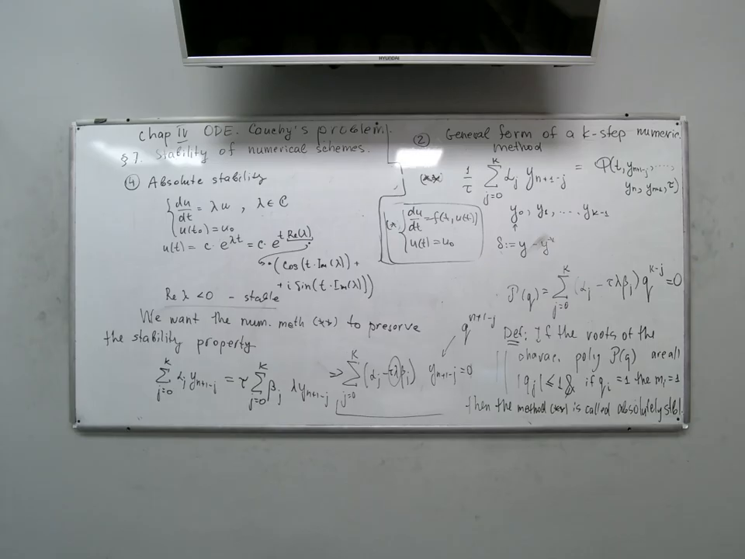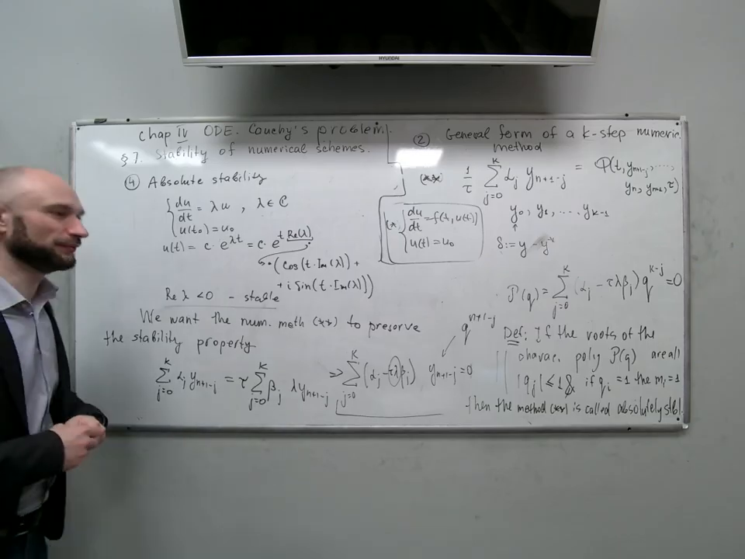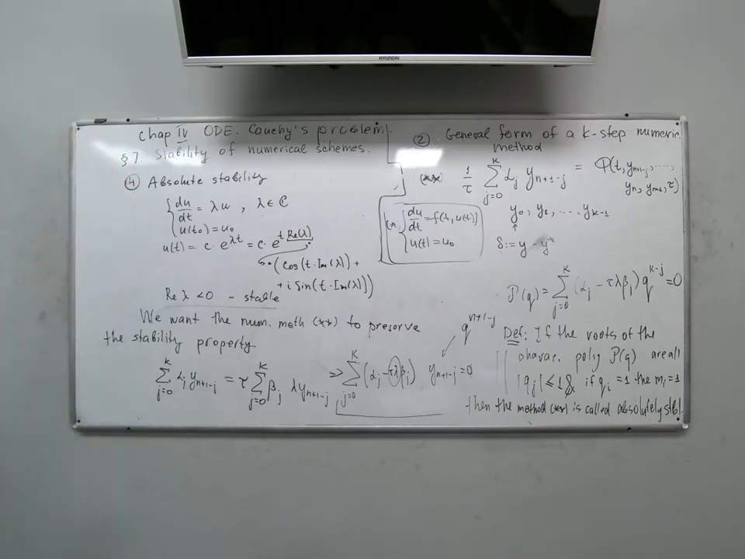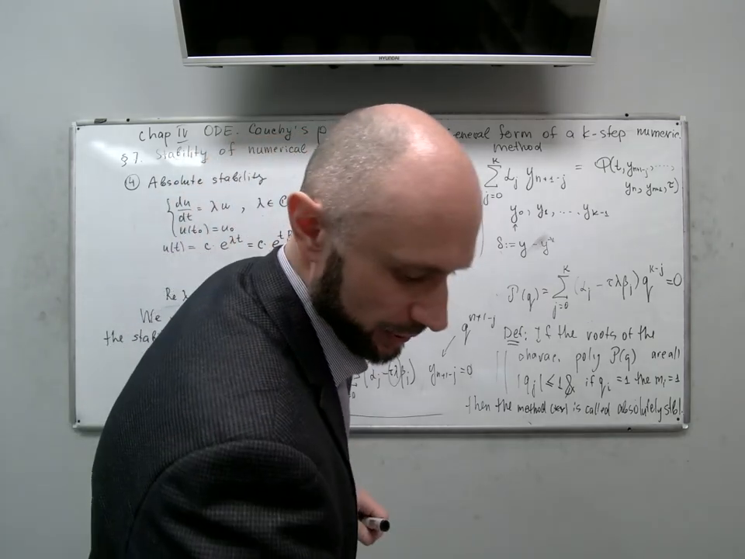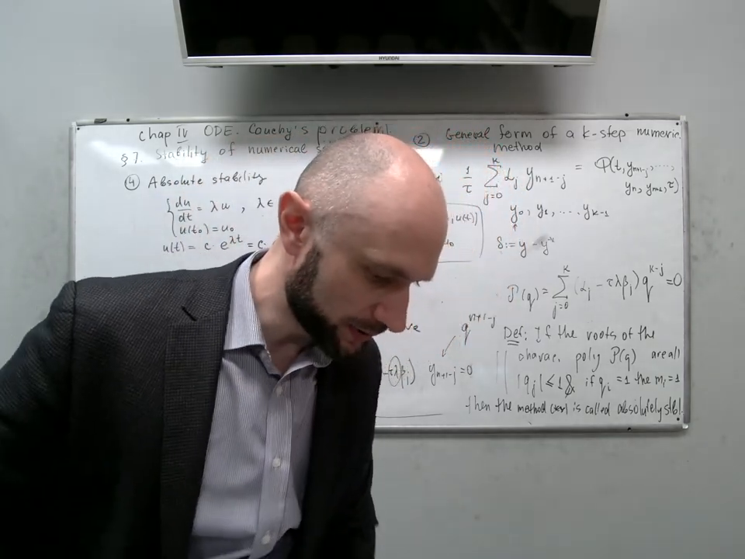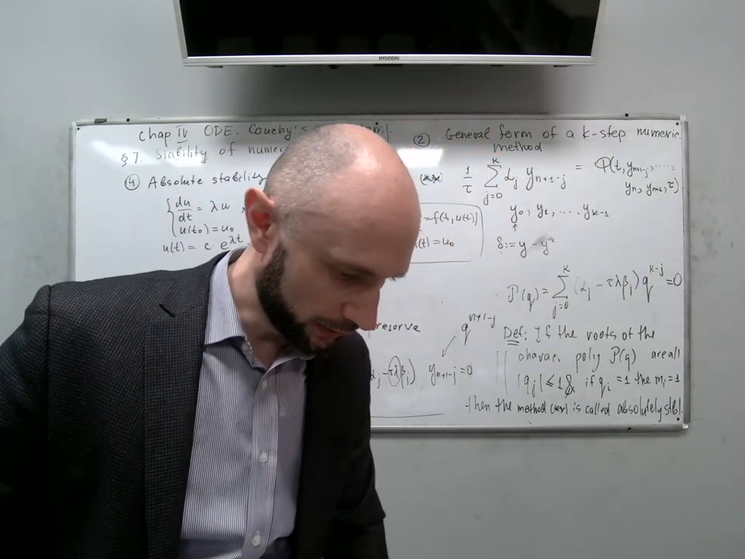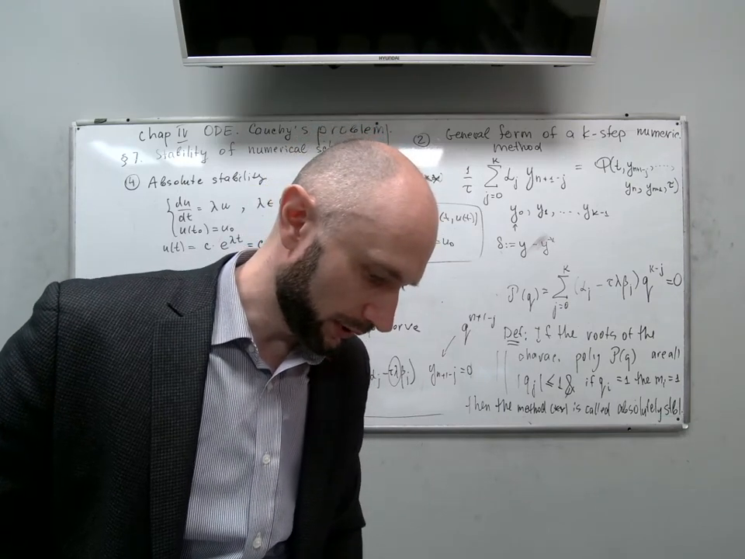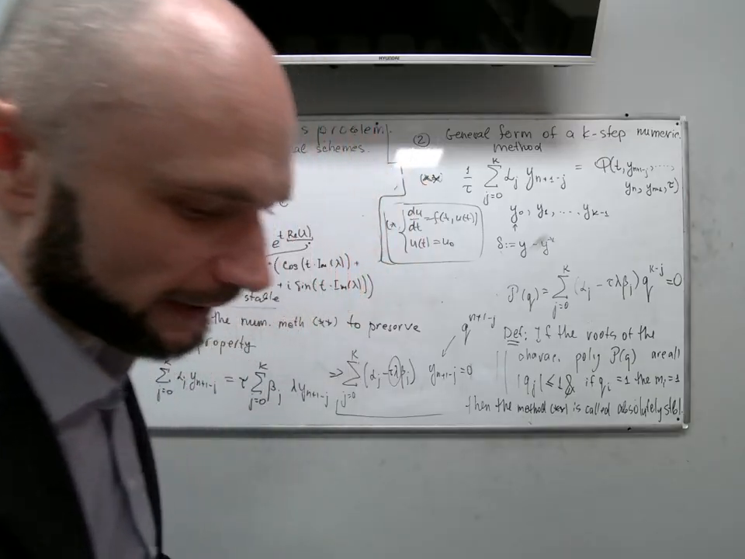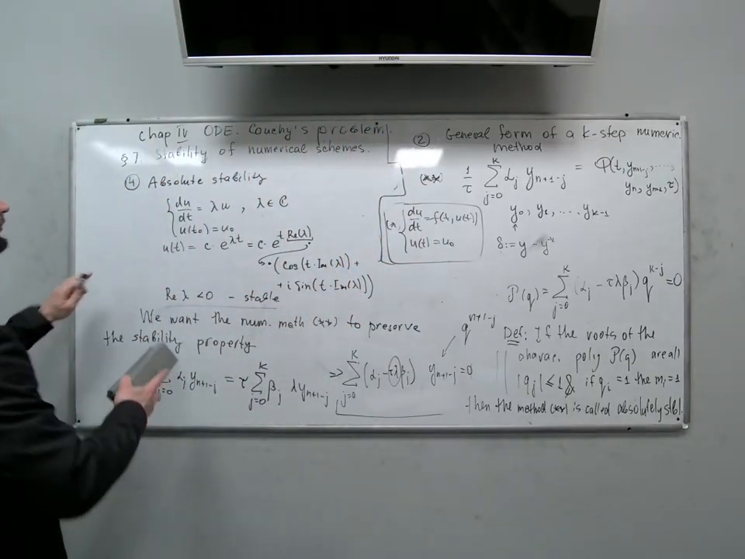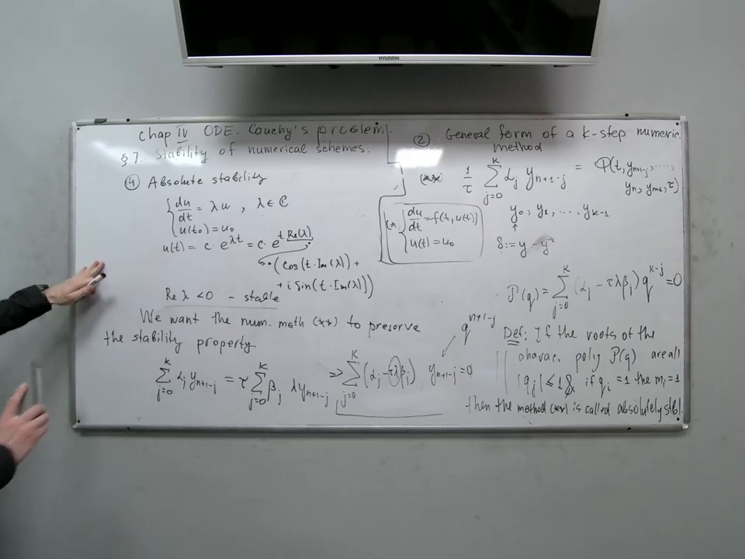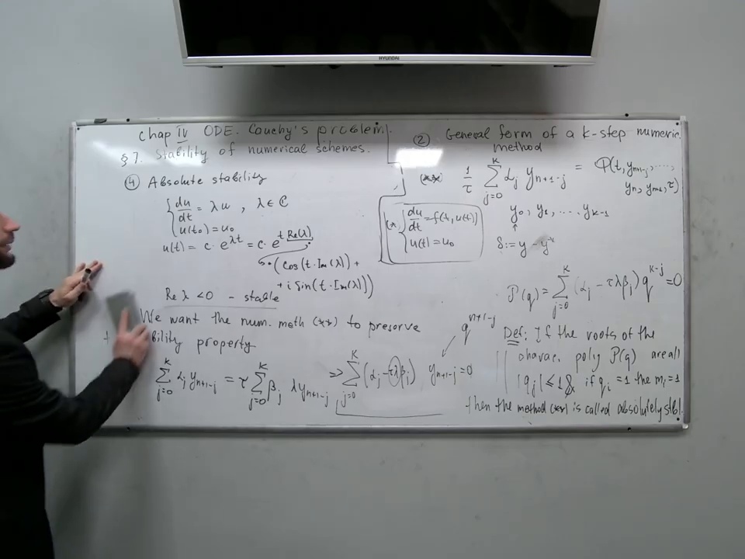And it's a more involved requirement and conclusion about the numerical method. Let us check the absolute stability for some typical method. Let's consider the explicit Euler method.